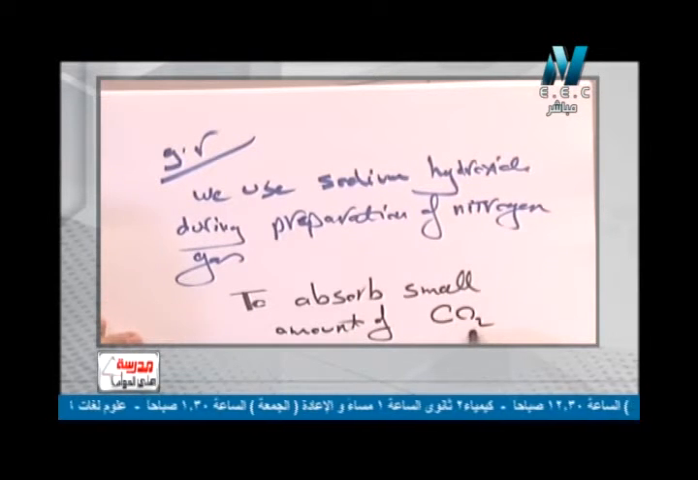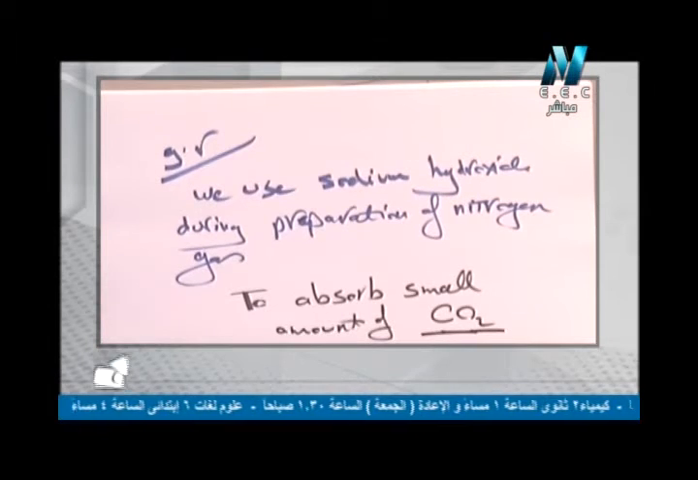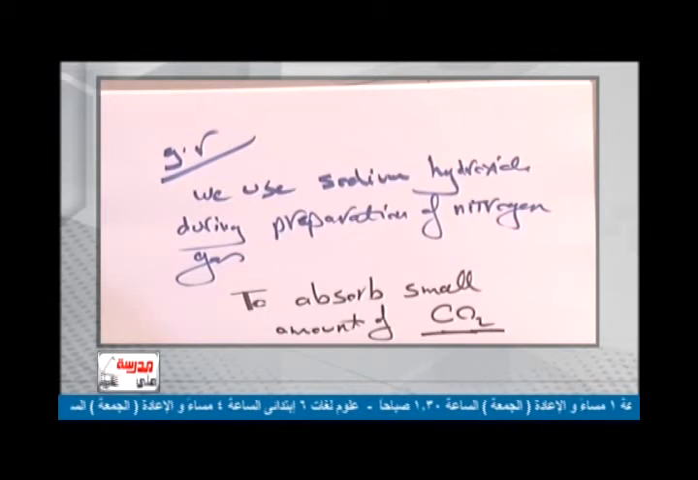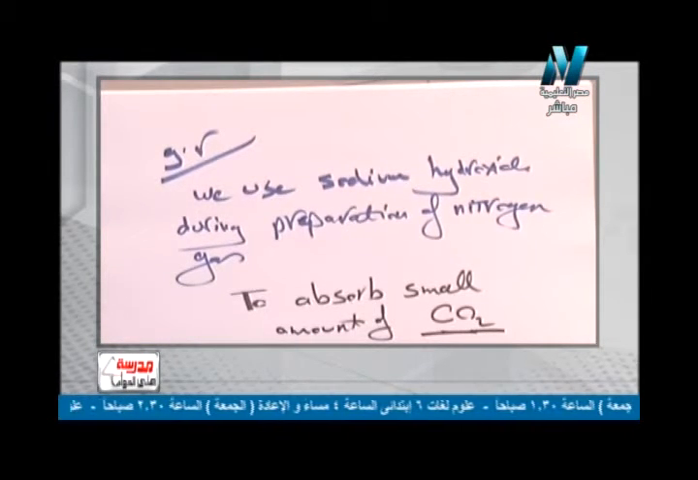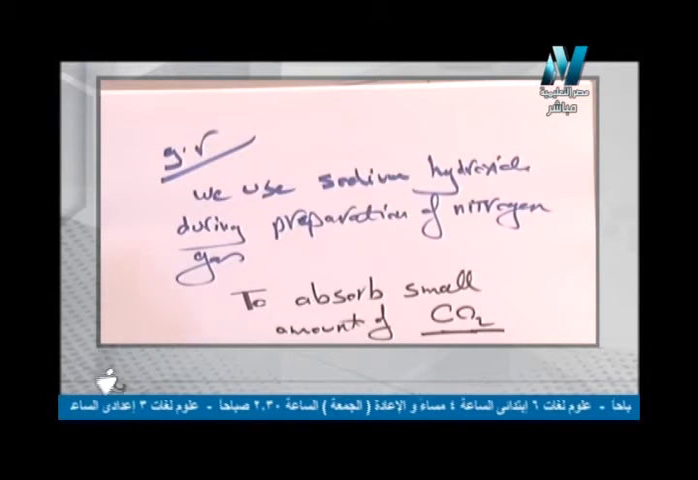To absorb the small amount of carbon dioxide gas that is there. Because we know carbon dioxide gas is found in a very slight percentage. It is already present in a very small percentage, but I still have to remove it so that at the very end I have nitrogen gas. So again we use sodium hydroxide or potassium hydroxide. Why? Give reason: to absorb carbon dioxide gas.